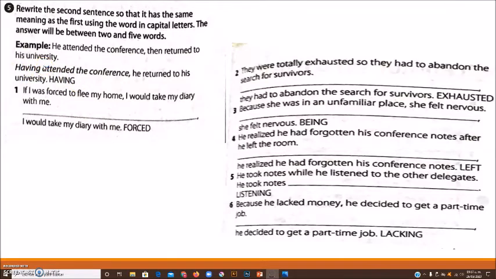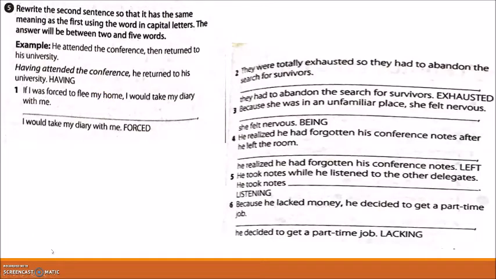So, for number 2, it says, if I was forced to flee my home, I will take my diary with me. So, the answer, it says, I will take my diary with me, and the verb is forced. So, forced to flee my home would be. For number 2, they were totally exhausted, so they had to abandon the search for survivors. It says exhausted or being exhausted.